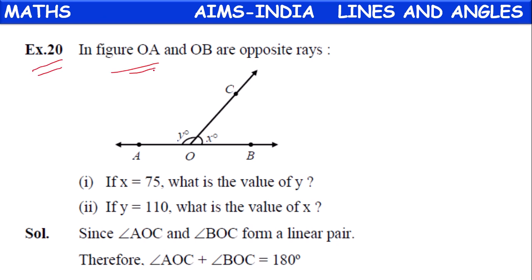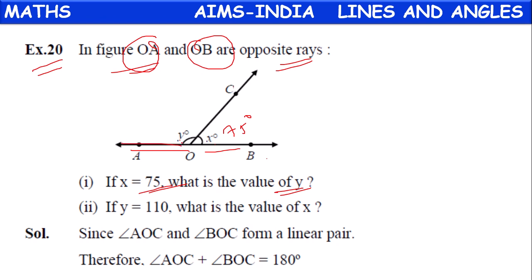In the figure, OA and OB are opposite rays. If x equals 75 degrees, then what is the value of y?